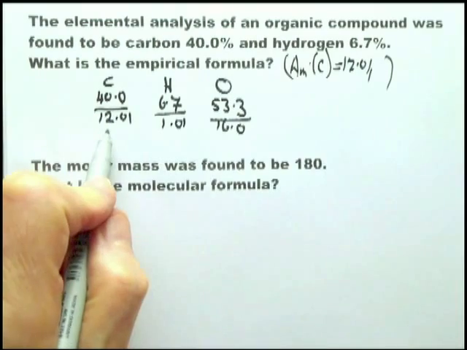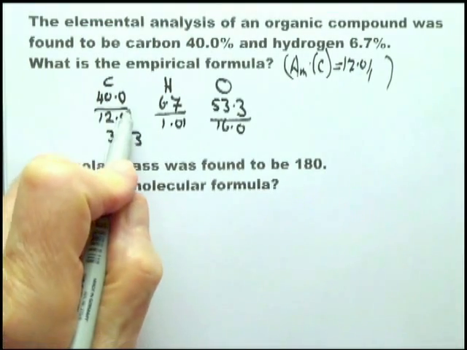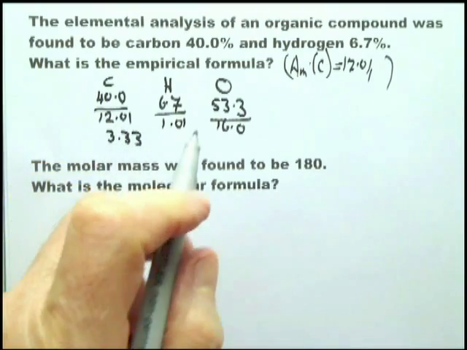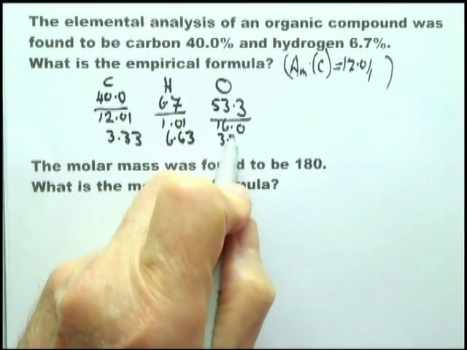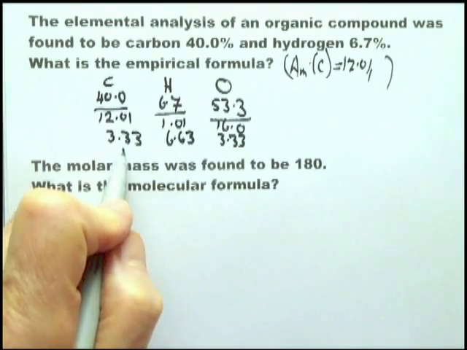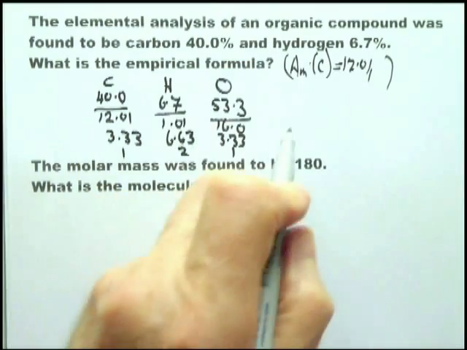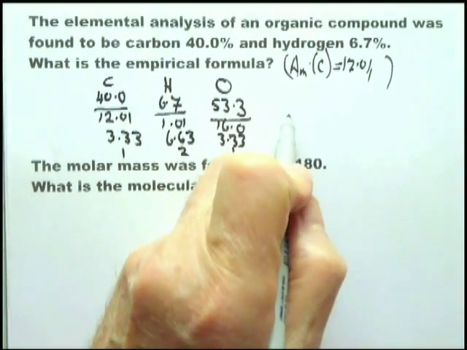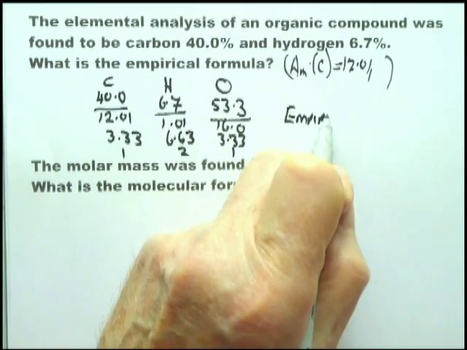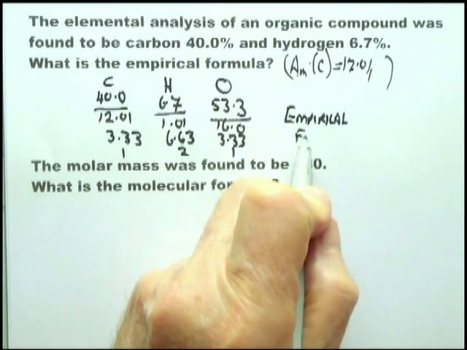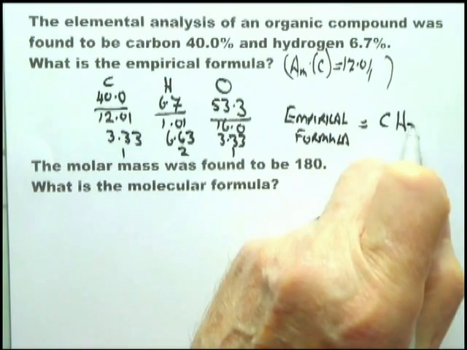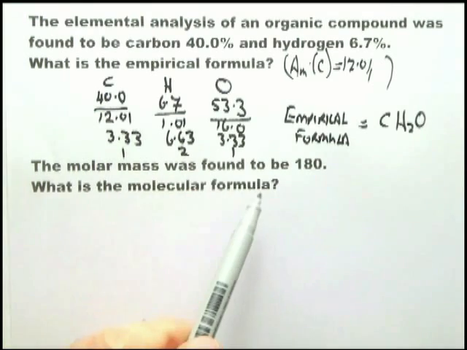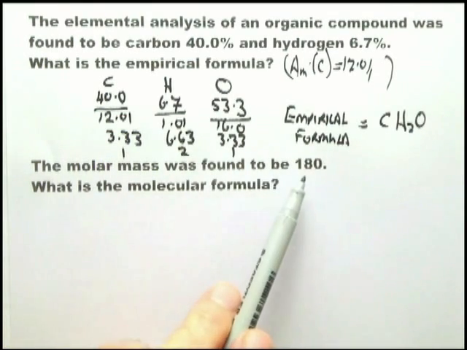So when you calculate this, you get 3.33, and since there's 2 decimal places there, I would stick to 2 decimal places at 6.63, and this is 3.33, and you can immediately see the ratio is 1 to 1. The empirical formula equals CH2O. They have determined the molecular mass, or the molar mass, and they found it to be 180.